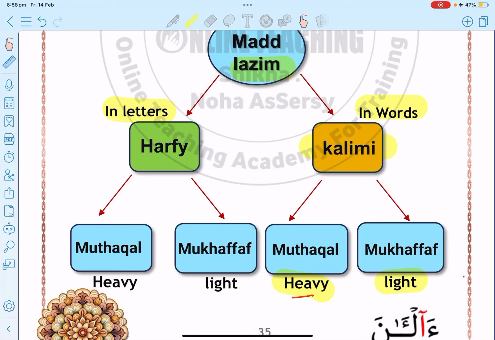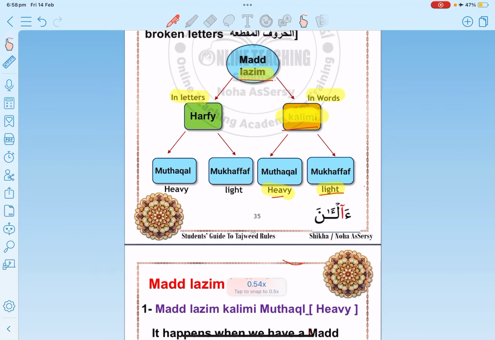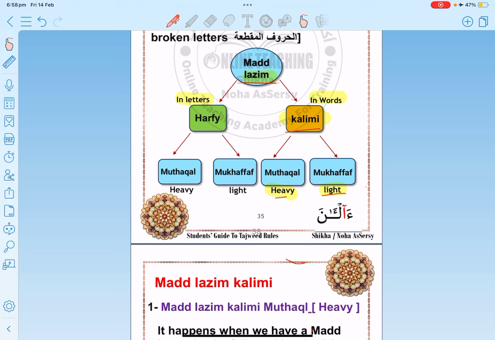Let's start with مد لازم كلمي مخفف, light. In this one we have just one example in all the mushaf, in all the Quran: it's in the word الآن, repeated twice in the Quran. So let's see the word الآن. Of course, when we pronounce it, we're going to prolong it 6 counts. Why? Because it's مد لازم كلمي مخفف.